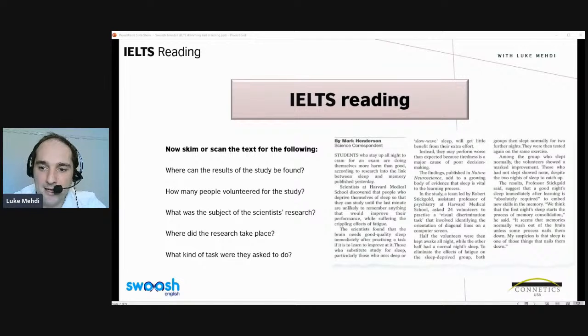Yeah, good, Mackie. 24 is the number of people volunteering. Well done. What was their research about there? If we look in the first paragraph here, the link between sleep and memory. Okay, sleep and memory, and the link between those two things.